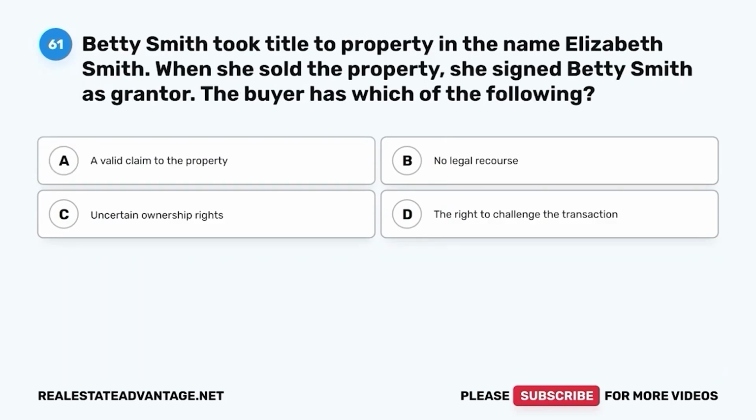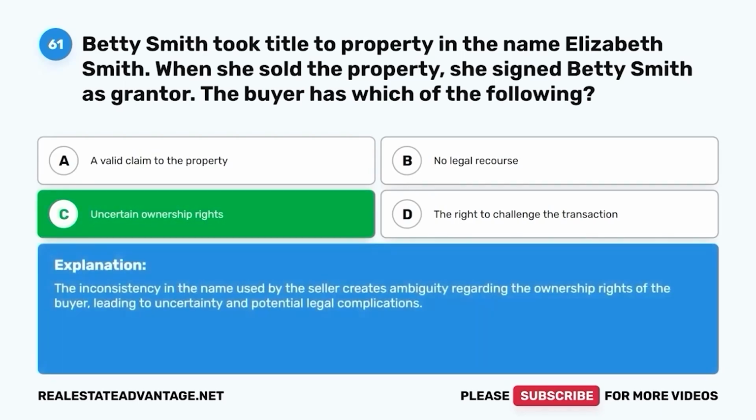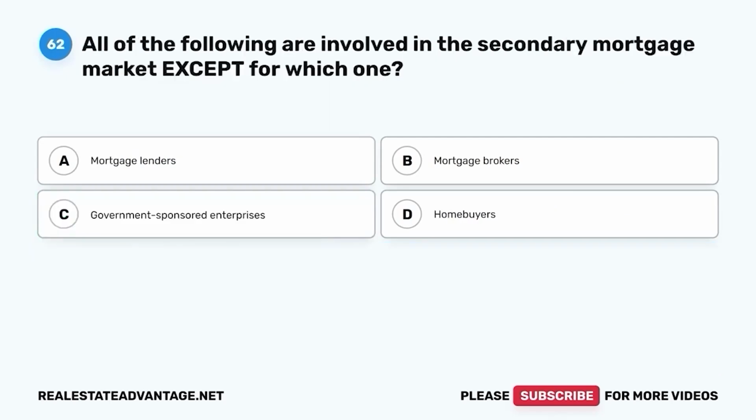When she sold the property, she signed Betty Smith as grantor. The buyer has which of the following? A. A valid claim to the property. B. No legal recourse. C. Uncertain ownership rights. D. The right to challenge the transaction. The correct answer is C. Uncertain ownership rights. The inconsistency in the name used by the seller creates ambiguity regarding the ownership rights of the buyer, leading to uncertainty and potential legal complications.